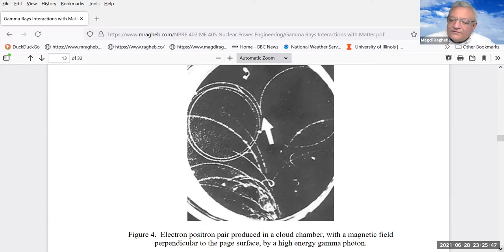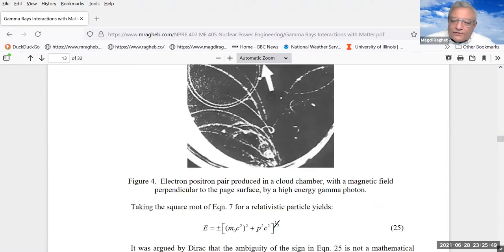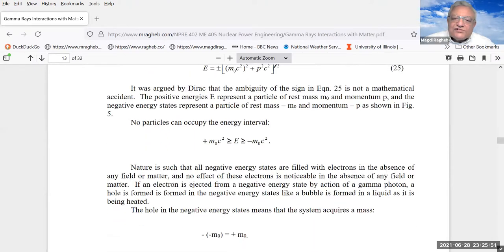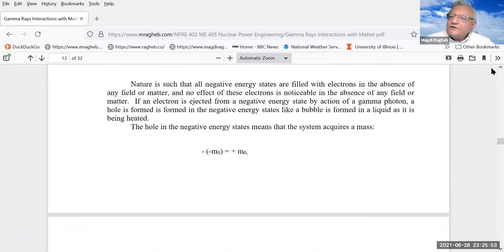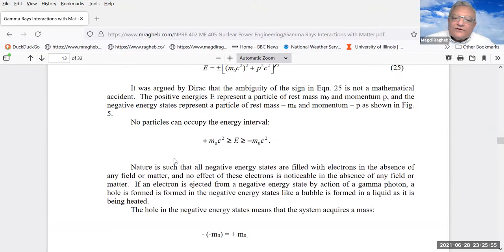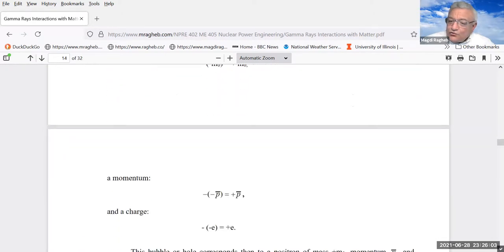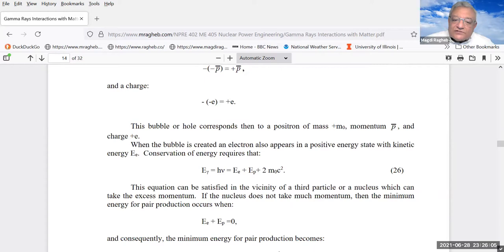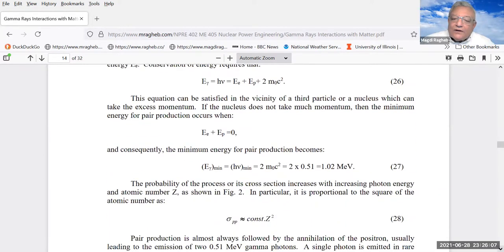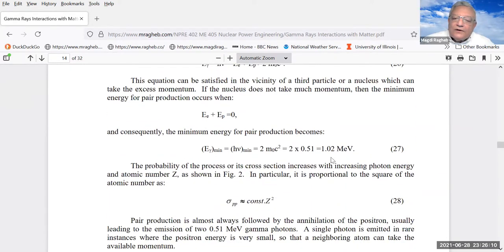So that's another important process by which we can shield against gamma rays. The condition for the occurrence of that process is that basically the energy of the photon should be larger than two electron masses, because we assume that the mass of the positron is almost equal to the mass of the electron.